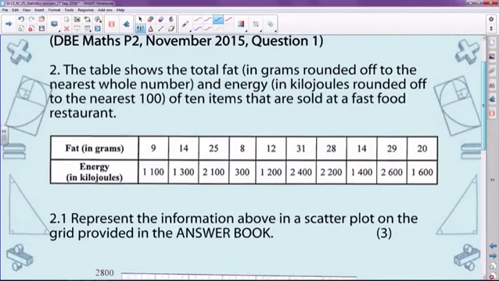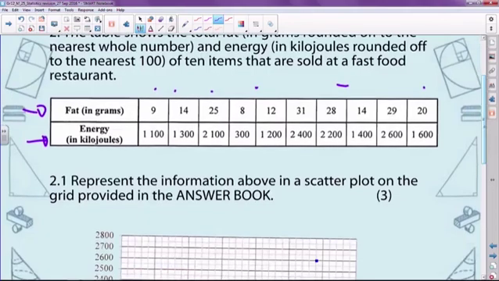It tells us that the table shows the total fat in grams rounded off to the nearest whole number, and that's in your first row. And it shows you the energy in kilojoules rounded off to the nearest 100 of 10 items that are sold at a fast food restaurant. Okay, so if you count your number of data entries, there should be 10. The first part says represent the information in a scatter plot on the grid provided.